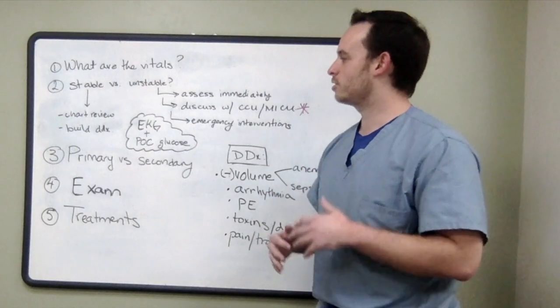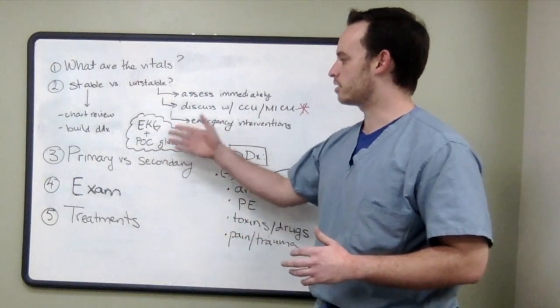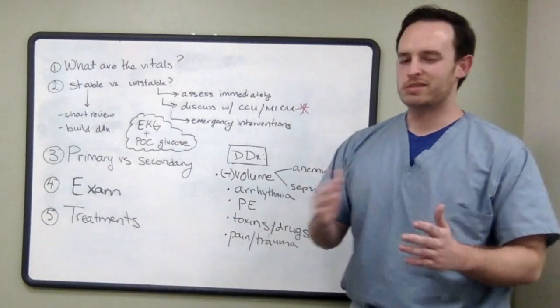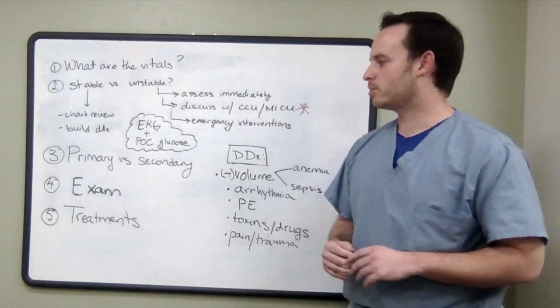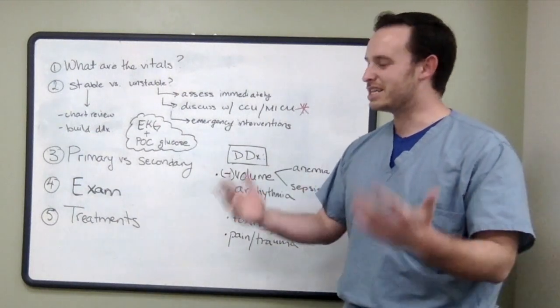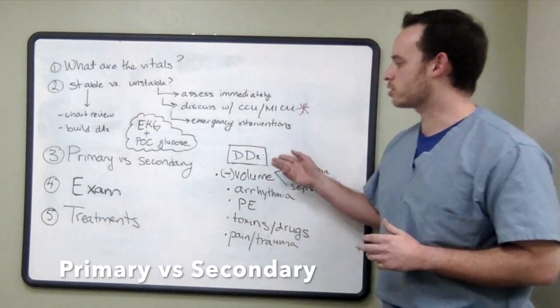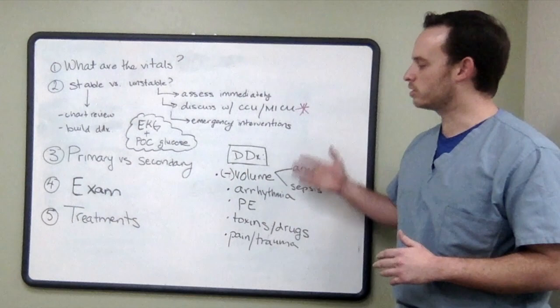All right, so as you're going through and you're getting your EKG, you're getting your glucose, you've done your chart review, you consider the differential, right? An easy way to break it up is primary versus secondary causes. You can see our differential over here kind of gives you a list of things.